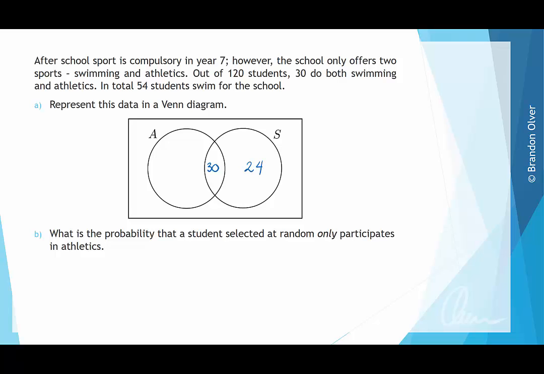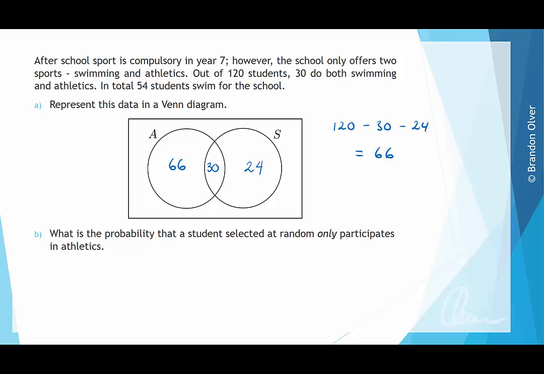Now we know that sporting is compulsory, so all the remaining students must do only athletics. Now we need those athletes doing only athletics plus 30 plus 24 to equal 120. So what we're going to do is 120 subtract 30 subtract 24, and all up that's going to be 66. So we know there are 66 students that only do athletics at this school.